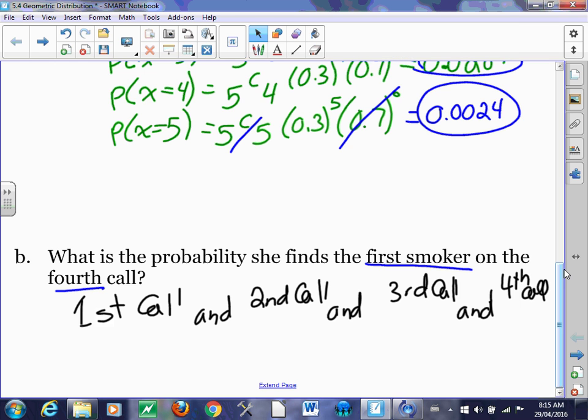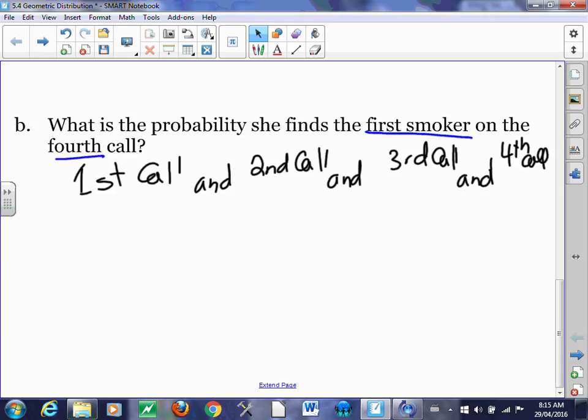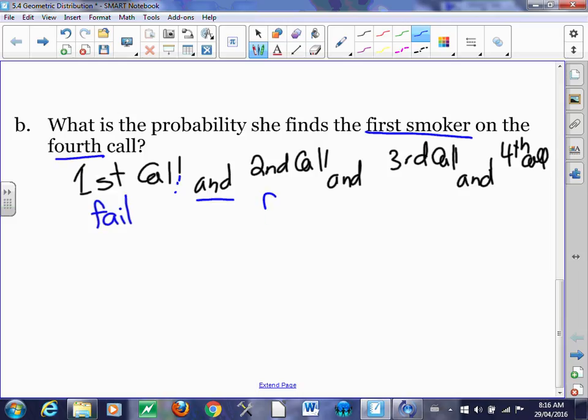Okay, so let's take a look at what happens here. There we go. So the first call, folks, is a fail, which means to times it by the second call. The second call is a fail. Okay, and the third call is a fail because we didn't reach a smoker, and then the fourth call is where we had success.